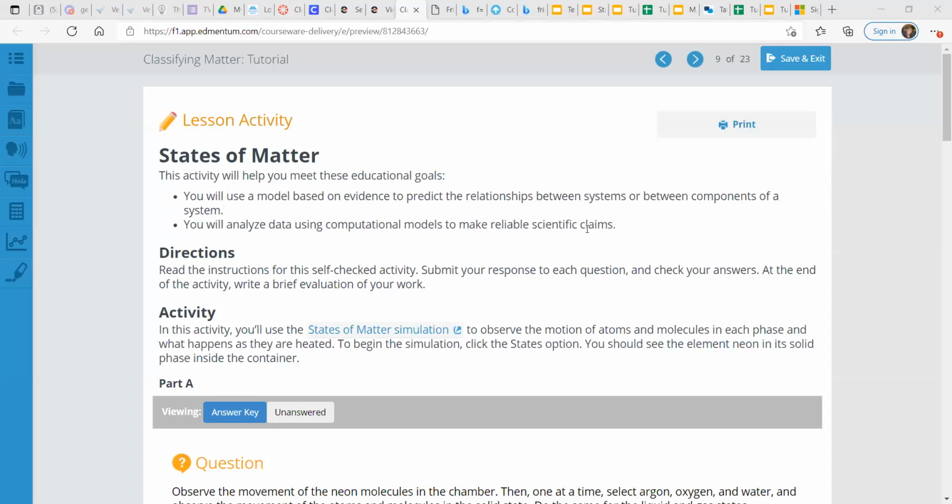Hey, it's Mr. Shrum, and I am walking through the classifying matter tutorial, and I'm going to go through the states of matter lesson activity with you today.